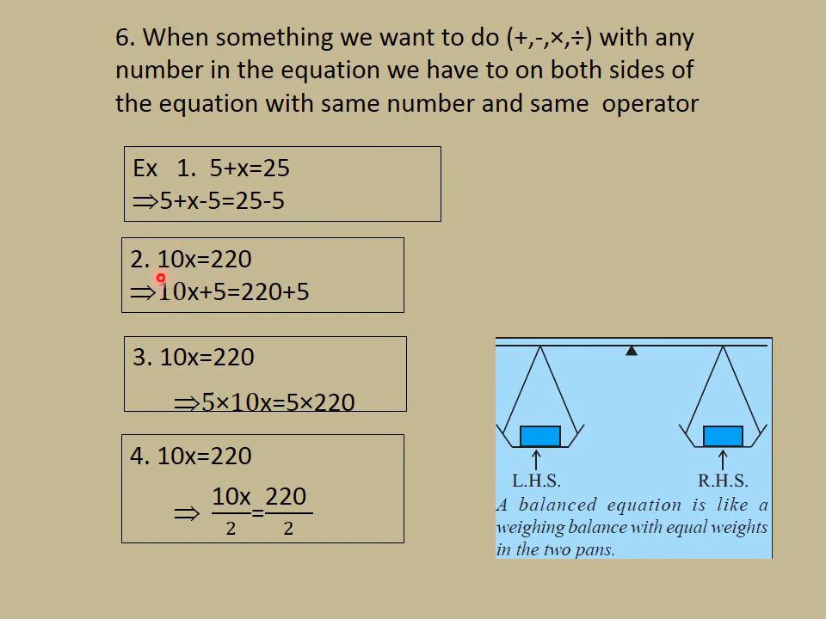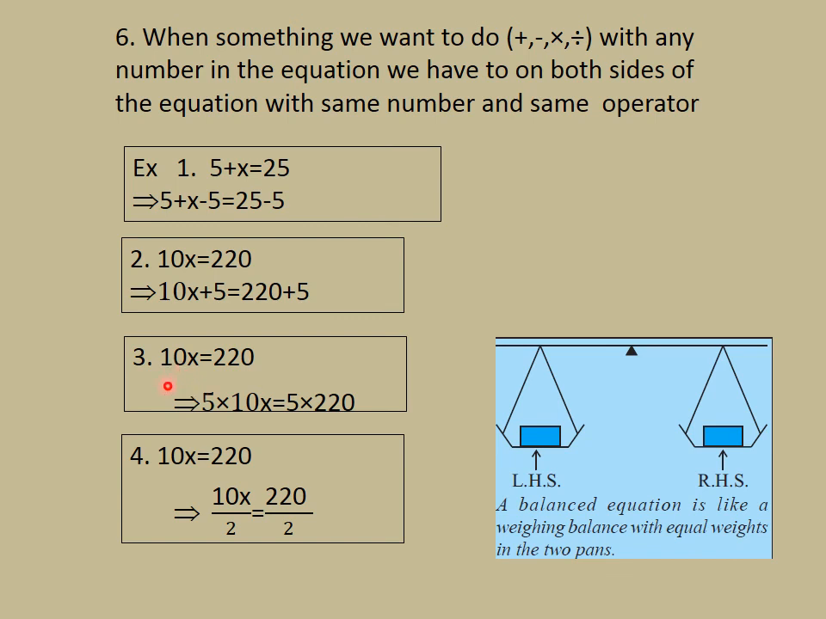Suppose for example, in the second example, 10x equal to 220. I want to add a number 5 to the equation, so I will add on the left hand side and I will add on the right hand side also. The left hand side and right hand side should be treated equally to balance the equation. Equation means equal; they should be equal. So anything you do, you do on both sides: plus, minus, into, divided by, left hand side and right hand side.